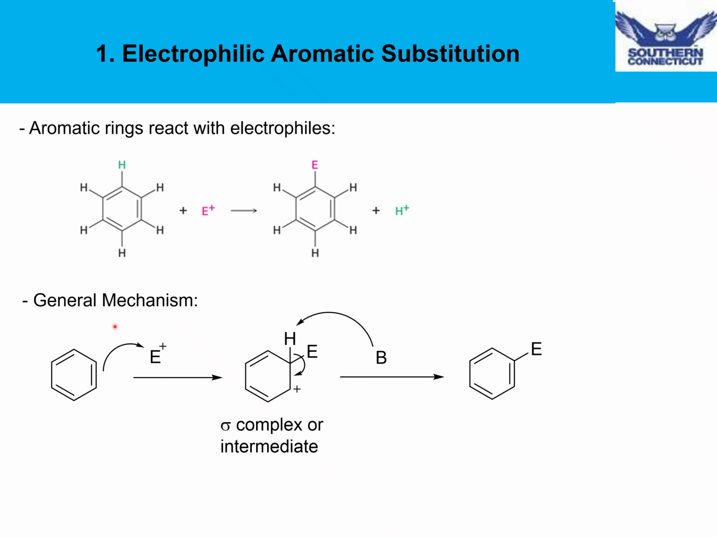The general mechanism involves the aromatic ring's pi electrons attacking the electrophile, forming what is called a sigma complex, which is a carbocation. Note that the electrophile will add to one of the carbons of the double bond that attacked that electrophile, and the other carbon of that same double bond will have a carbocation. Base will then remove a proton from the same carbon where the electrophile attached to reform the double bond and therefore form an aromatic ring.